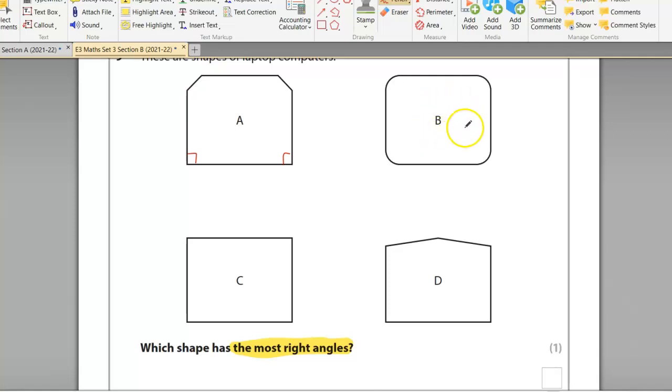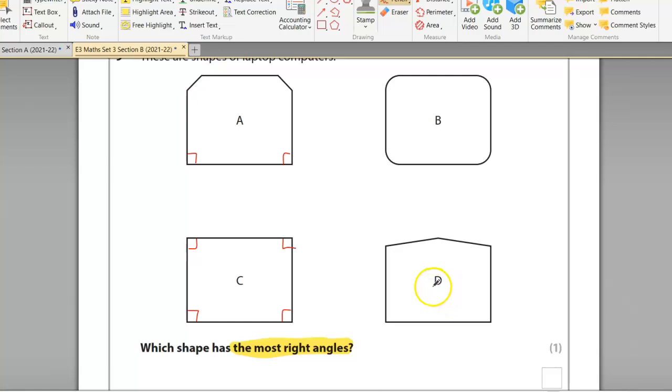On shape B, we haven't got any because each of the corners is a curvy corner. So that one's got none. On shape C, we've got four because we've got a rectangle. So on a rectangle, of course, we've got a right angle in each corner. So that one's the most so far.